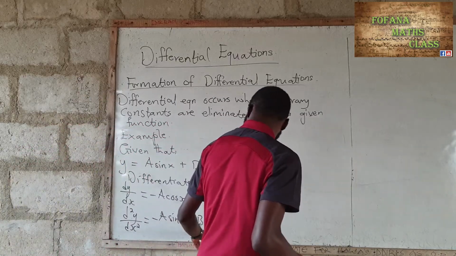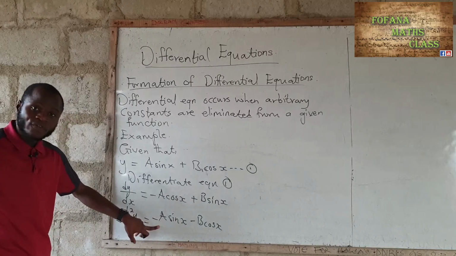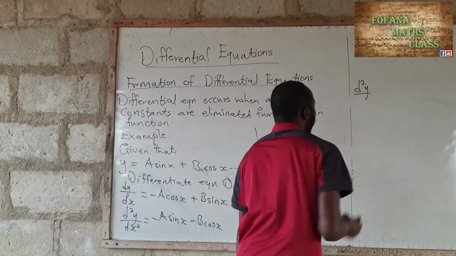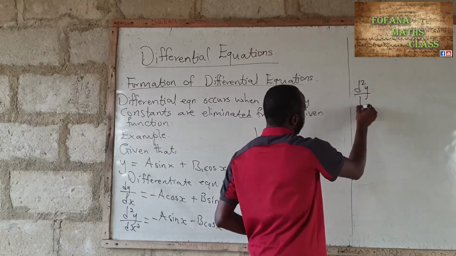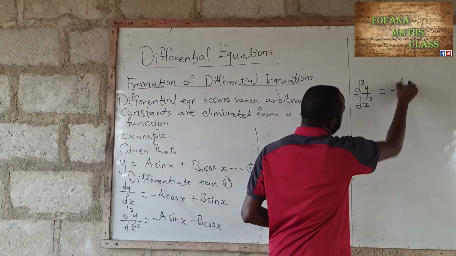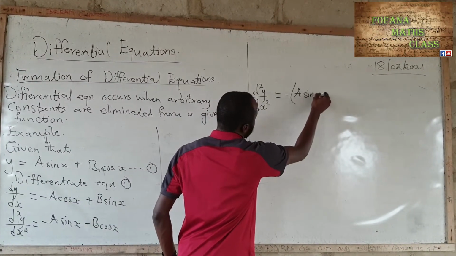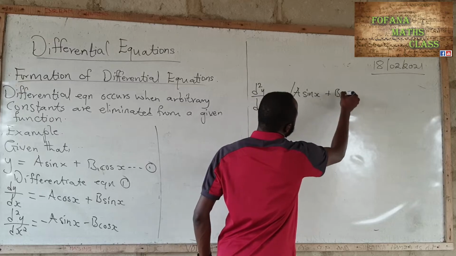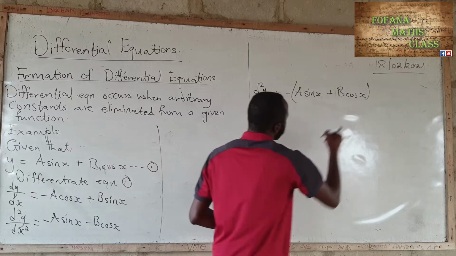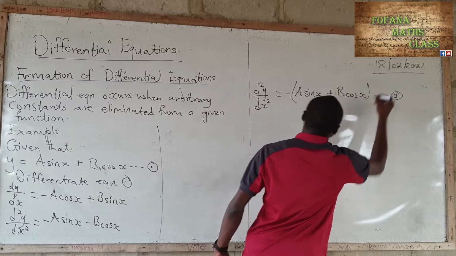Now, after differentiating, here we can factorize negative 1 out. By so doing, you'll have d square y over dx squared equal to negative, in brackets, a sine x plus b cos x, then bracket close. Then you name this as equation 2, since we have equation 1 here.